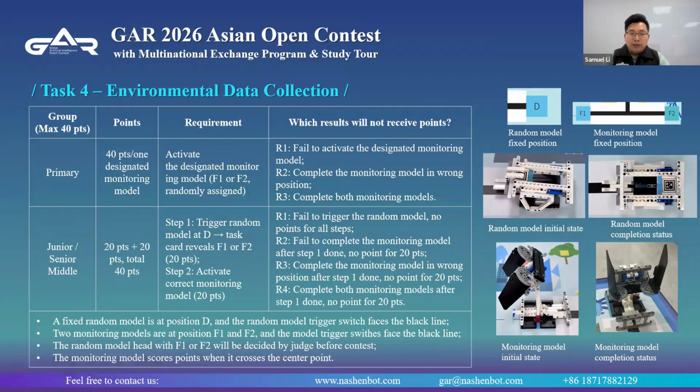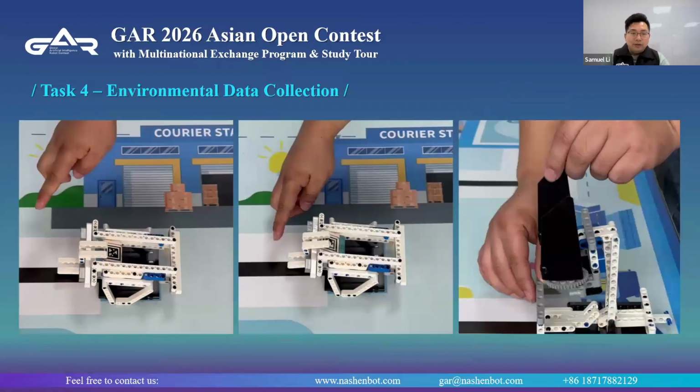For result 3, complete the monitoring model in the wrong position after step 1 is done, no points for the 20 points. For example, your trigger is the random model and it shows F1, but you finish F2, no points. Result 4, complete both monitoring models after step 1 is done, no points for the 20 points. So it's the same. You already triggered this, you got 20 points, but you finish both, so you lose the rest of the 20 points. Let me show the videos.